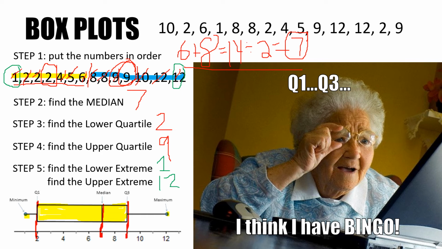Now remember, to find the interquartile range, or the IQR, you simply subtract your lower quartile value from your upper quartile value. So if I were to ask you, what is the IQR, the interquartile range of this data? All you would be doing is 9 minus 2, which is 7. So that's your interquartile range for this set of data.